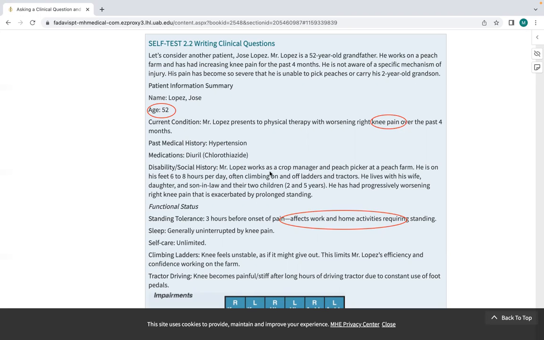So next, I want to know, what outcome is this patient looking for? What results is this patient looking for? Well, if he has knee pain, he probably wants to reduce the knee pain. So that's one outcome I'm looking for. And I also want to find articles, since it says that his pain affects his work and home activities, so he also wants some kind of treatment that will help improve his function.